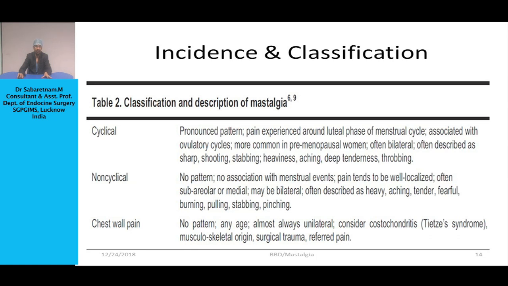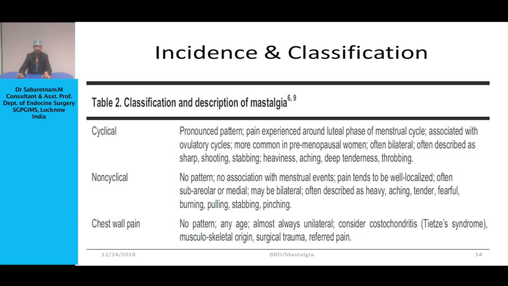And what is mastalgia? Mastalgia is present in 70% of women in their lifetime, and 5% of Asian women suffer. We have to differentiate this from premenstrual syndrome. And coming to the classification and description of mastalgia, there are three types of mastalgia. One is cyclical mastalgia, one is non-cyclical mastalgia, and chest wall pain. This is very, very important.